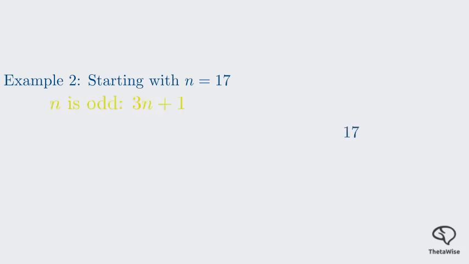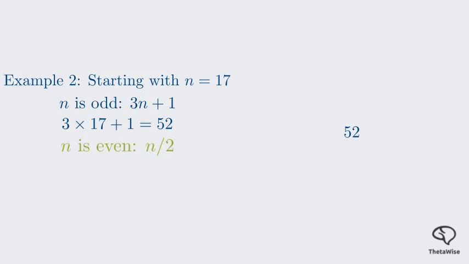17 is odd. So, we apply our odd rule. 3 times 17 plus 1. That's 51 plus 1, which equals 52. 52 is even. We divide by 2 to get 26.